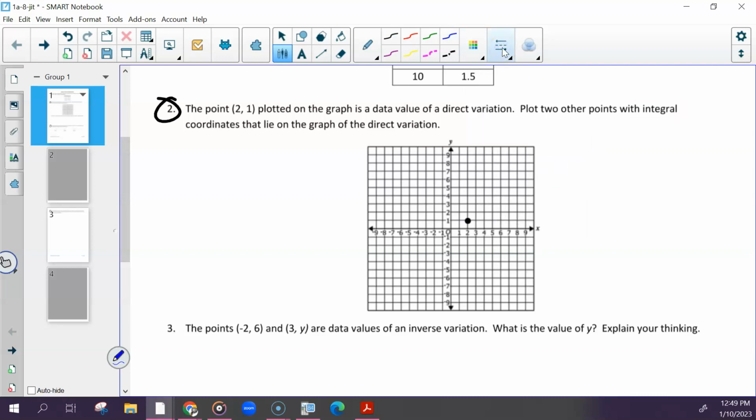They give us this point. It's plotted. They tell us it's a direct variation. So we have to remember what we know about direct variation. It has to be a line. It has to go through the origin. The constant has to be the same through all the points. So because it has to go through the origin, that can be one of your points.